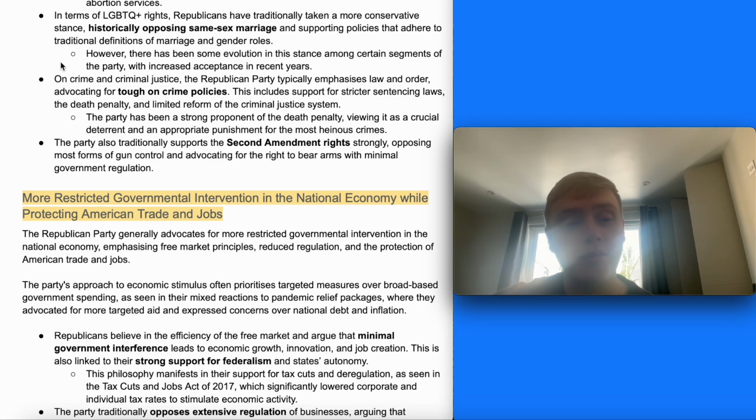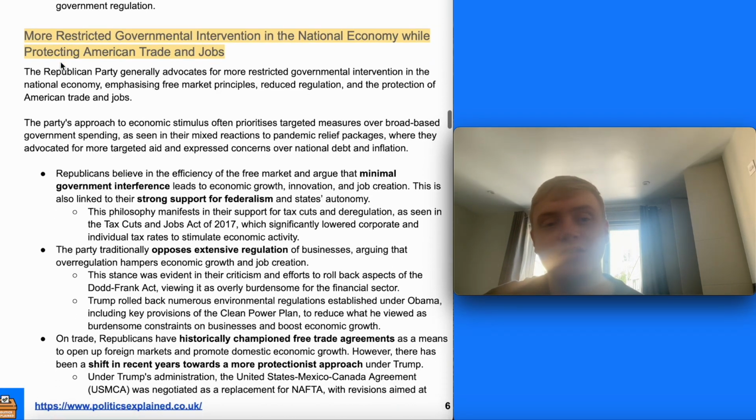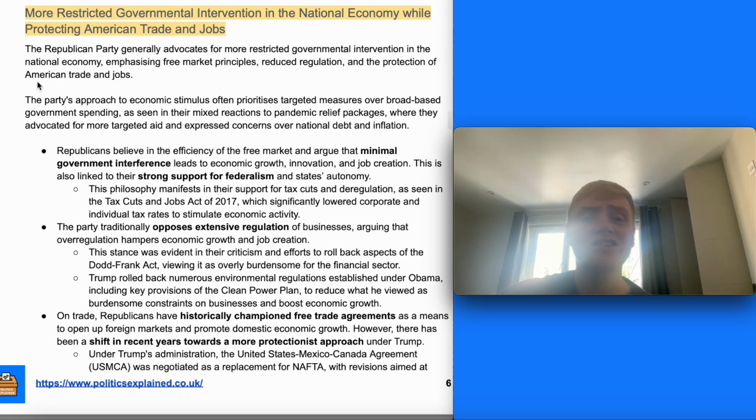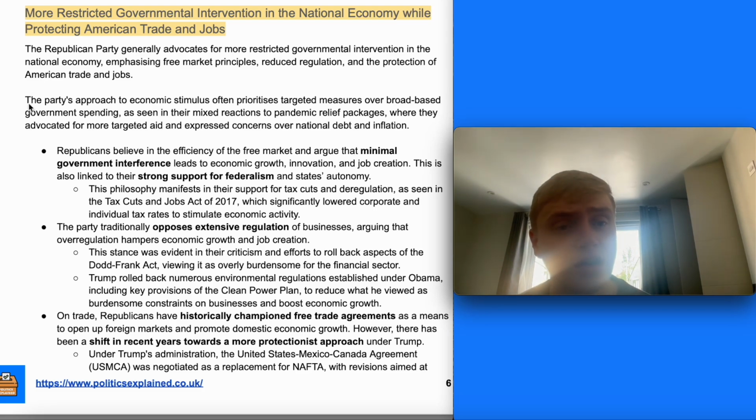Next, a key one of their policies is a more restricted government intervention in the national economy whilst protecting American trade and jobs. The party generally advocates for more restricted government intervention, emphasising free market principles, reduced regulation, and the protection of American trade and jobs.